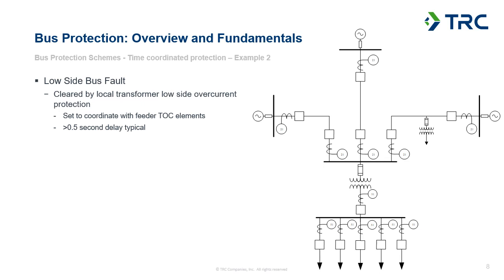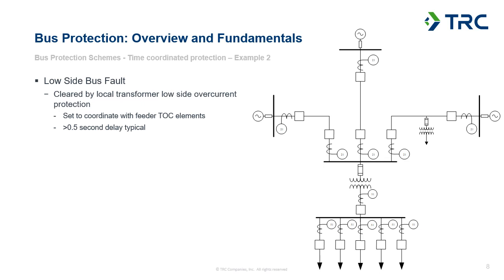The other example we can see here, and this is a much more typical application for a time coordinated protection scheme, would be protecting the low side bus that connects all the distribution feeders to the low side of the transformer, protecting that with a local time overcurrent element.